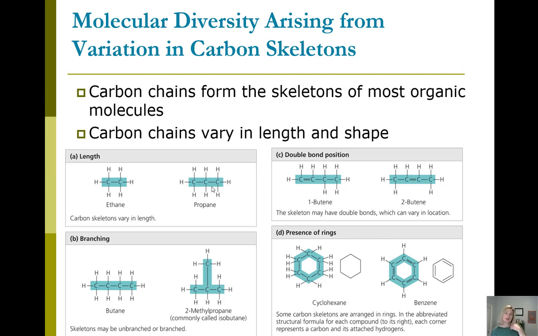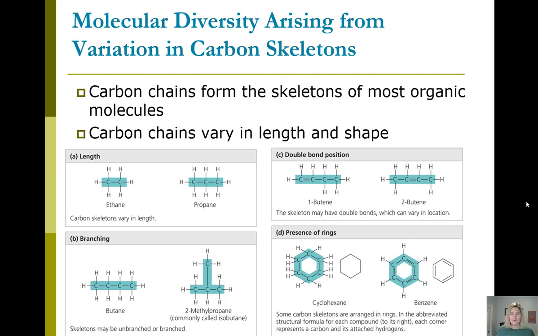Another thing that's interesting about the carbon skeleton is that they have the ability to branch. So you can see how in this case we have 4 carbons lined up in a linear plane, but then here we have 3 carbons lined up, and then the 4th carbon is branching off of the middle one. Okay, so carbon chains can be branched or unbranched.